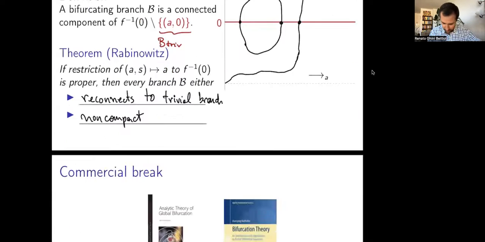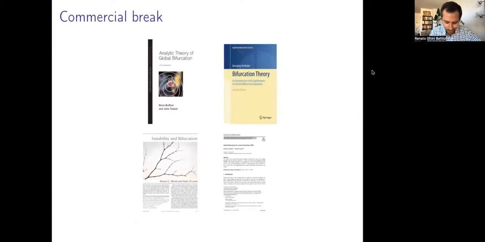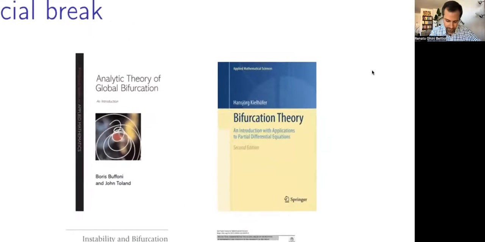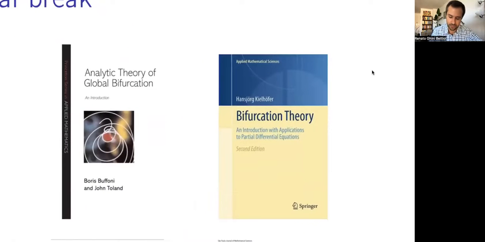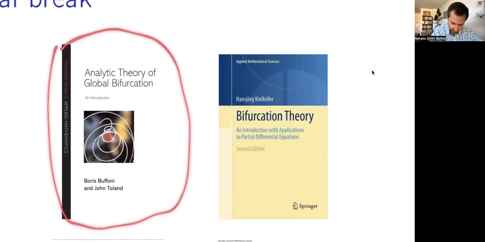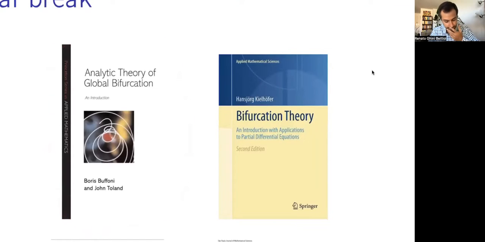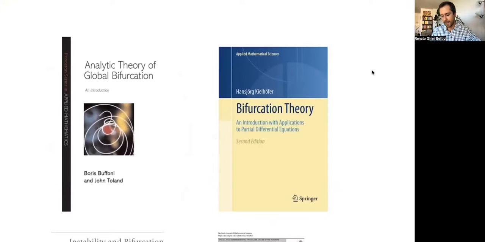So to finish this part, I'll do some commercial break here. These are two very nice books about bifurcation theory. If you want to read more about these two results I discussed and see the actual proofs, I highly recommend this book of Buffoni and Toland. It's developed on the framework of analytic functions, and it's a very good reference. This is a very comprehensive reference, this book of Kielhofer. It has a large number of results. It's a wealth of results there, and it's a great reference for bifurcation theory as well.